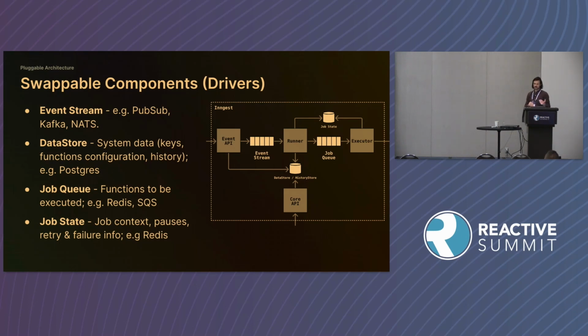So it all starts with an event stream. It's the backbone of any event-driven system. You can use NATS, PubSub, Kafka, which are all great, but they all have varying levels of operator friendliness. Potentially you can use managed offerings as well.